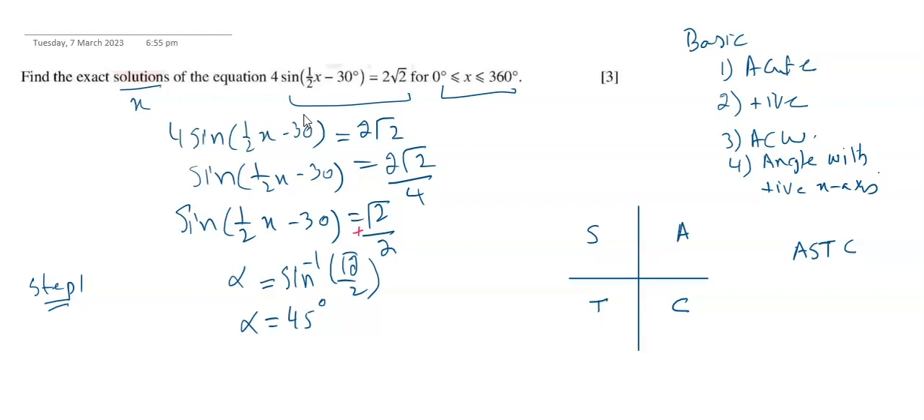Okay, so once we get the value of alpha, step number 2 is to see what the sign of the trigonometric function is.